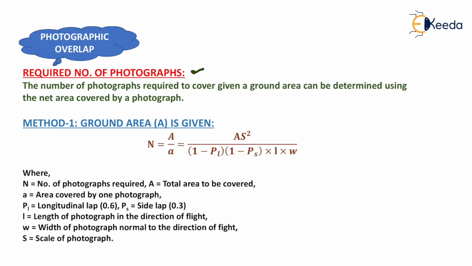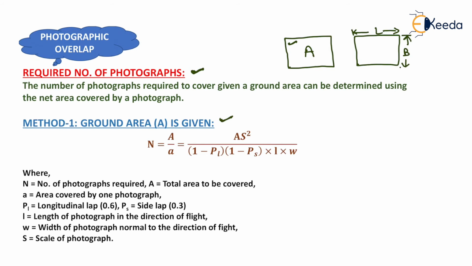First one is when ground area A is given. Suppose that this is a particular field area whose photograph is to be taken. Now suppose that the area of this field is already given, that is capital A, then we have to use the first formula, and if the length and width of a particular field area is given, then we have to use the second method for the computation of the number of photographs.